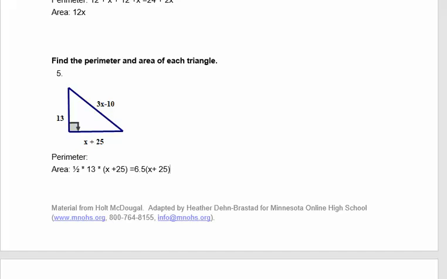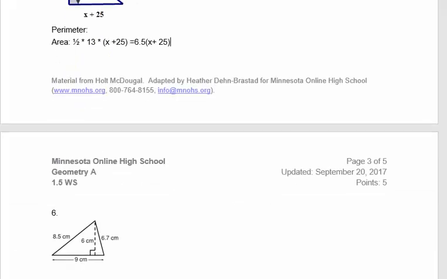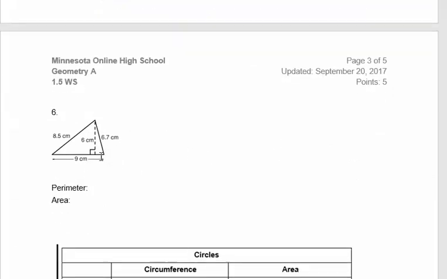And then if you want, you can do the distributive property and simplify that a little more. Or you can just leave your answer as 6.5 times x plus 25. In number 6, the height is 6. For our perimeter, we're going to do this number plus this number plus this number. We won't use the 6. For the area, we'll use just the base, 9, and the height, 6. So 1/2 times 9 times 6.